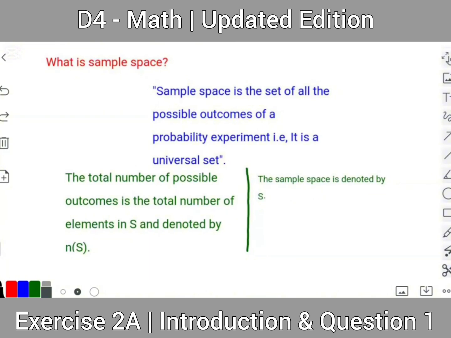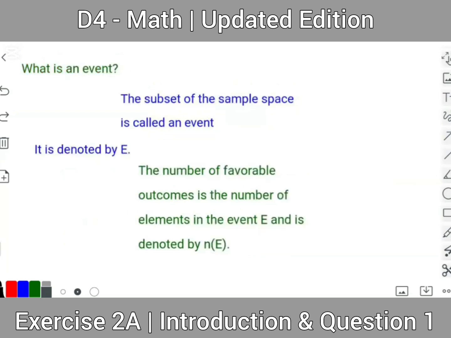But first we will see a few definitions before discussing the probability. It is an event. The subset of the sample space is called an event, and it is denoted by E. The number of favorable outcomes is the number of elements in the set E and is denoted by N of E.